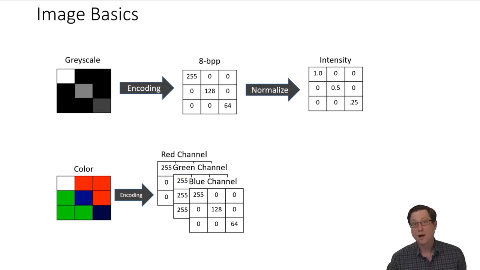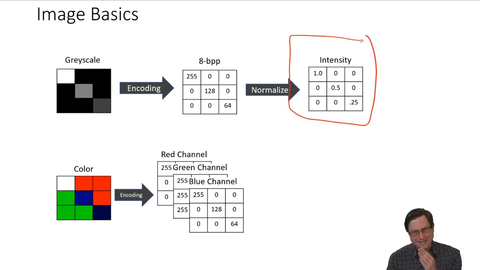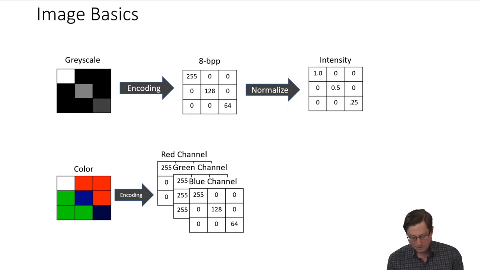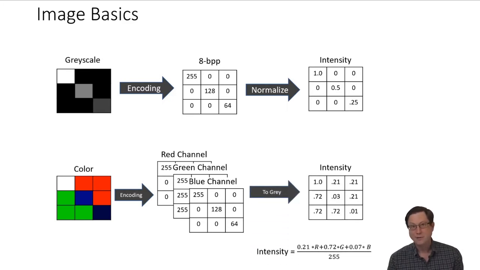So there's a little bit more processing that you have to do if you're starting with a color image. This isn't exactly where we start, but once I get there, the downstream techniques will help me complete what we need to do. So basically, you can take these channels and convert them into an intensity normalized array similar to this one. And here's one way that you could do it. You take the red channel, multiply it by 0.21. You take the green channel, multiply it by 0.72. You take the blue channel, multiply it by 0.07. Then you divide it by 255. These weights sum up to 1, so you end up with a value between 0 and 1.